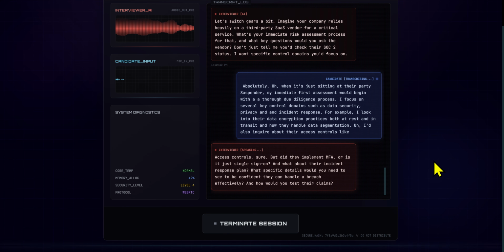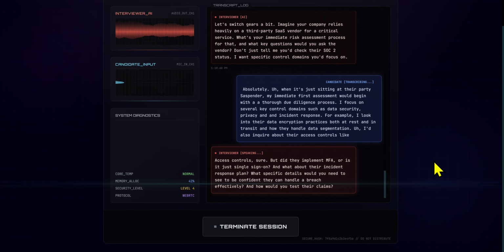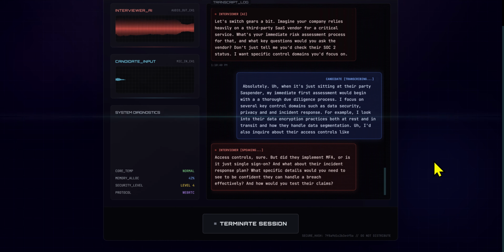And what about their incident response plan? What specific details would you need to see to be confident they can handle a breach effectively? And how would you test their claims?